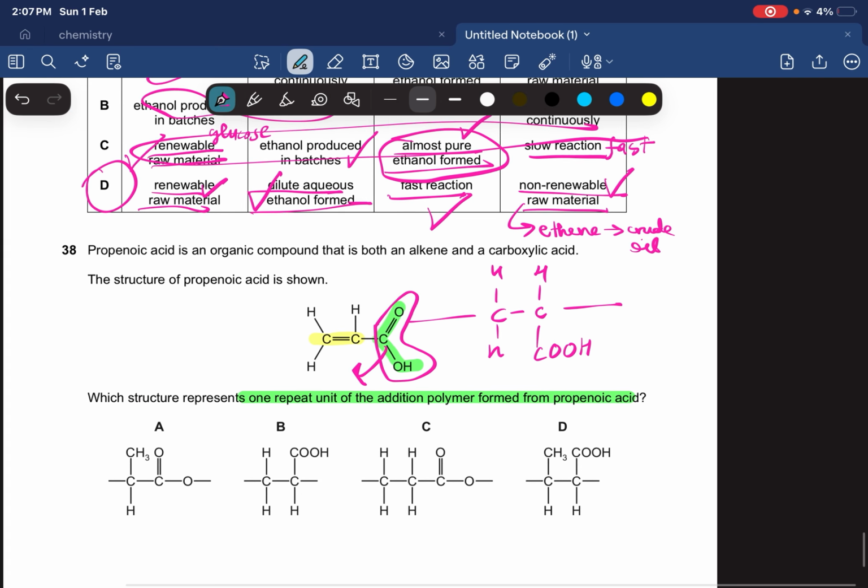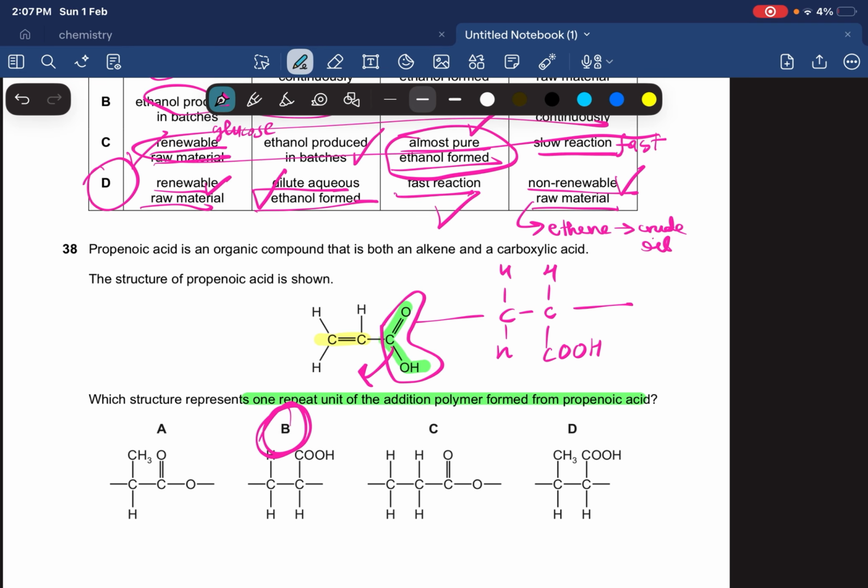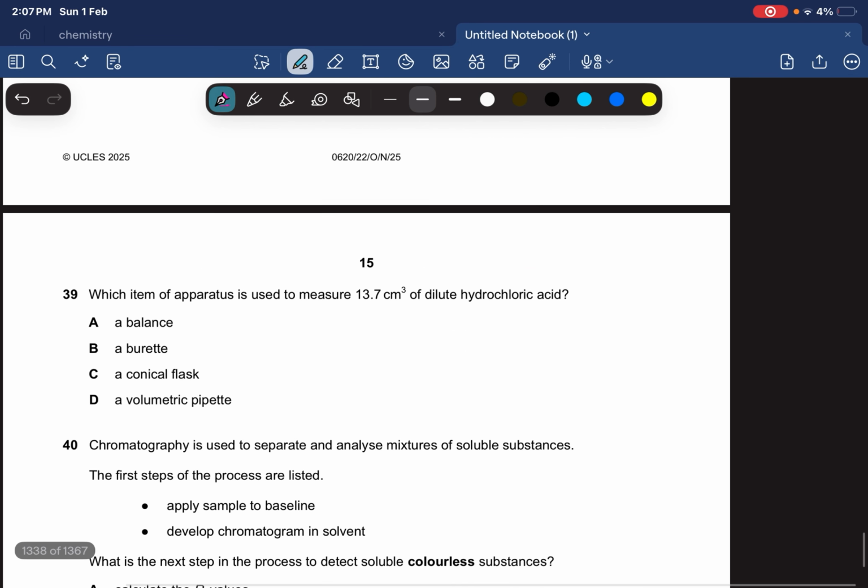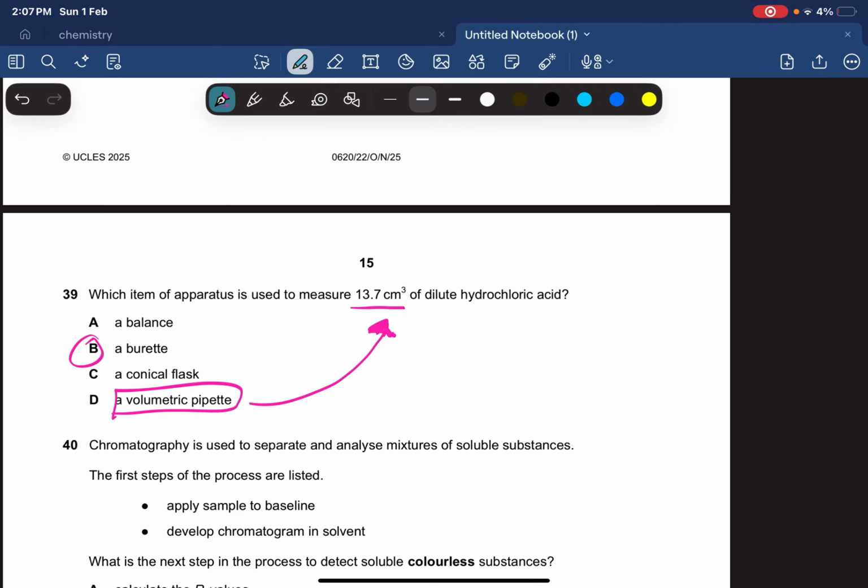So where is this thing written? Here. Done. Which item of apparatus is used to measure 13.7 cm cube of dilute hydrochloric acid? A burette. A pipette cannot measure this much, it's a fixed amount. Why? Because a pipette can measure 25.00 cm cube or 50. Pipette comes in a fixed amount. A conical flask is used for titration. A balance is used to measure mass, not volume.